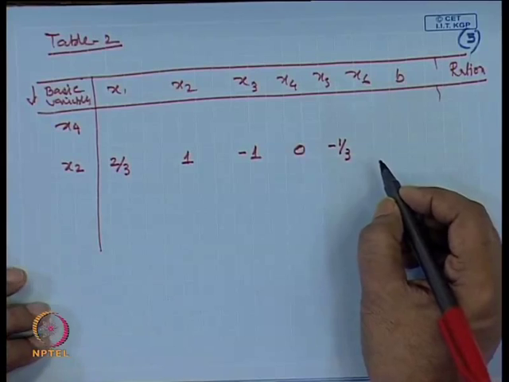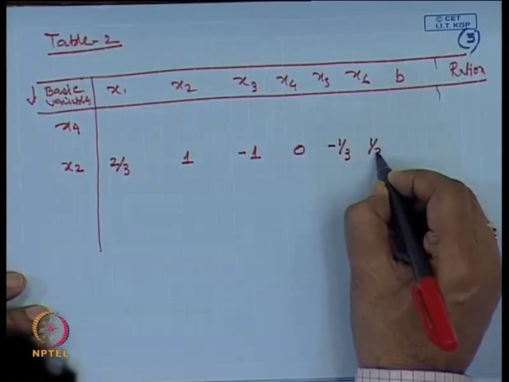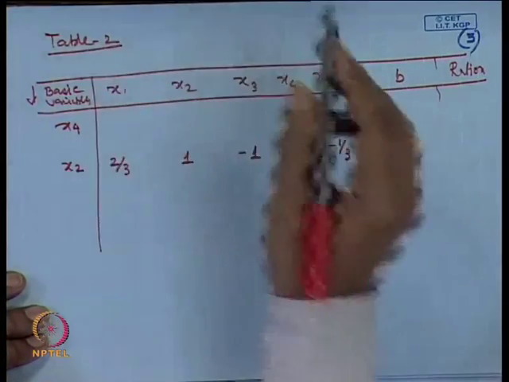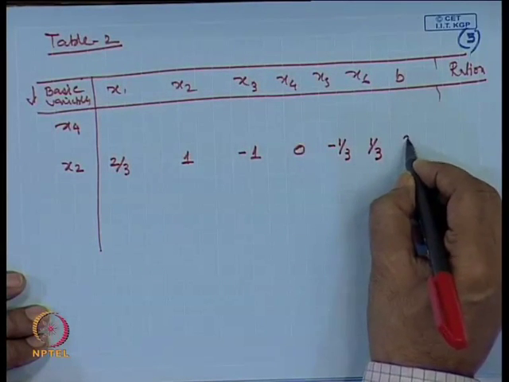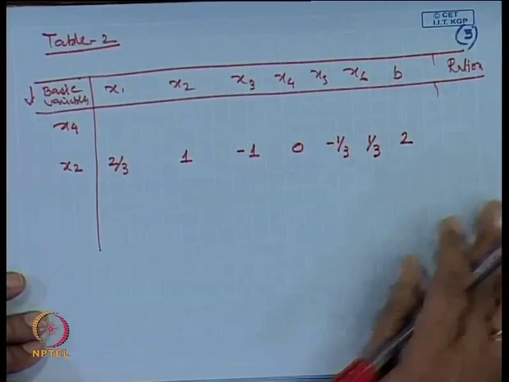be 1 by 3. Then the b coefficient will be 2, agree.